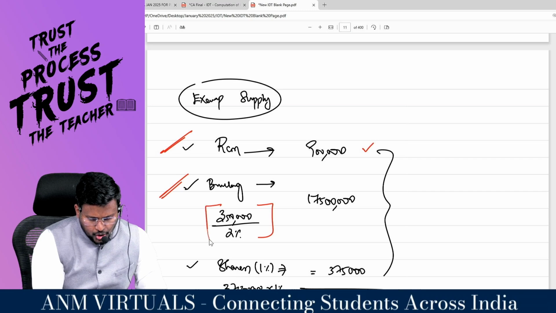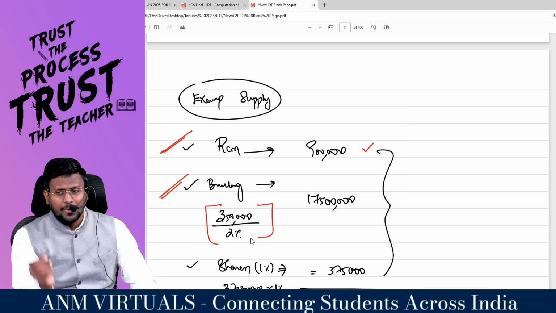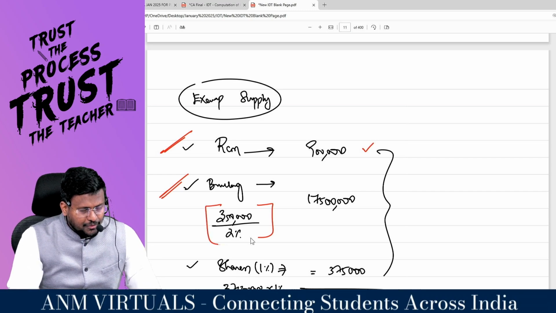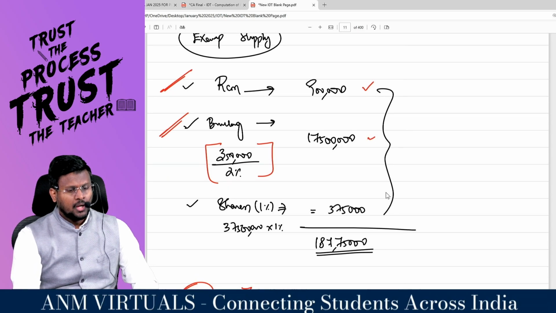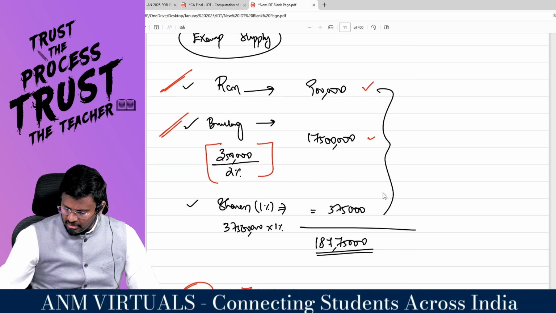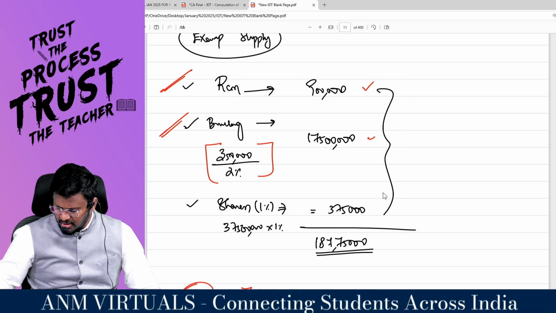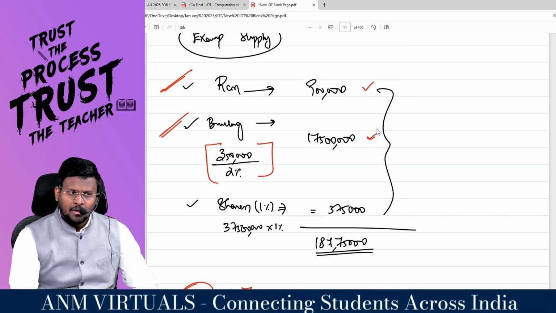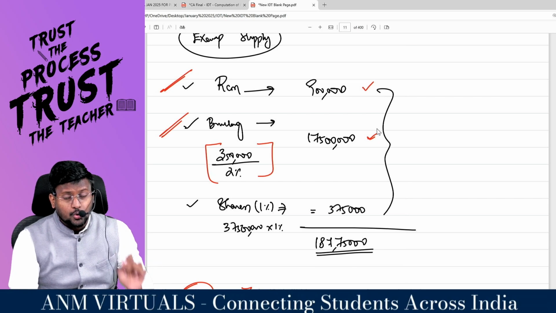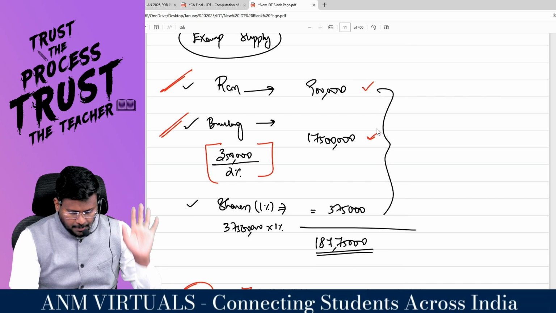How much percentage you paid? 2% you paid. How much is the stamp duty value? 3,50,000. So 3,50,000 divided by 2% comes to 1 crore 75 lakhs, which is the stamp duty value. That value you have to adopt as the turnover for the exempt supply.